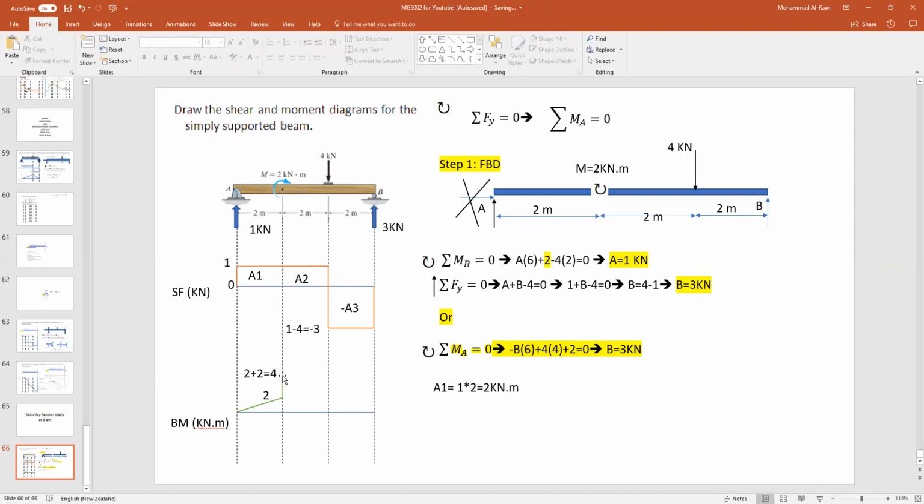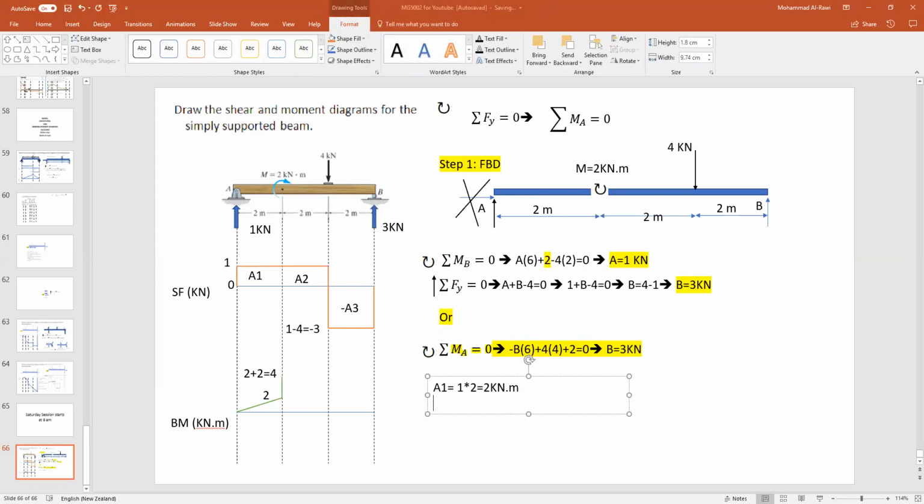Now, it's not stopped yet. There is A2. I need to determine the value for A2. So A2 is equal to what? If you look carefully to the value for A2, again, it's 1 times 2 equals to 2 kilonewton meters. Now, where did the 1 and 2 come from? 1 is the height, based on that, and 2 is this distance. So 1 times 2 is 2 kilonewton.